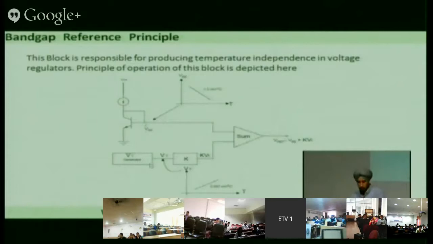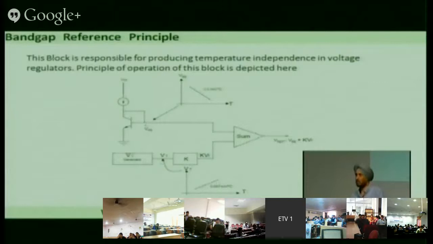I have to make a VT generator. VT, the thermal voltage you have heard of, which is kT by q. I will show you in the next slide how we make it. Again we are using a BJT transistor to make this VT thermal voltage, so a VT generator. This thermal voltage is kT by q, so it increases with temperature. k is the Boltzmann constant, T is temperature in Kelvin.